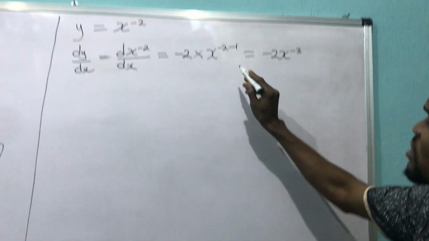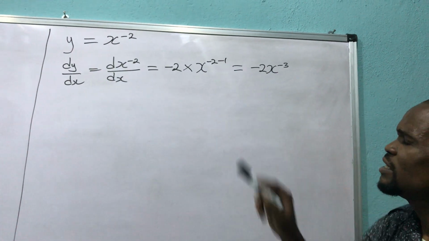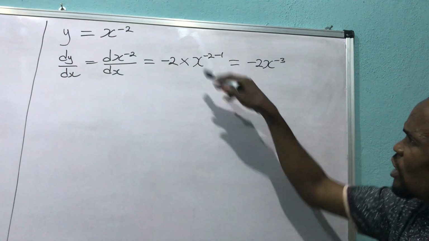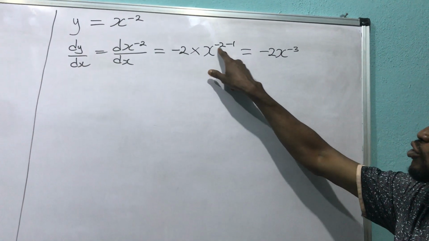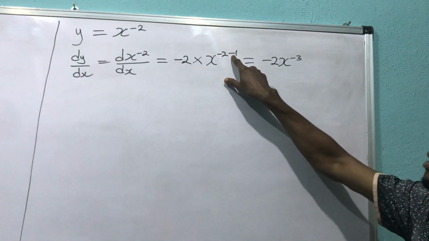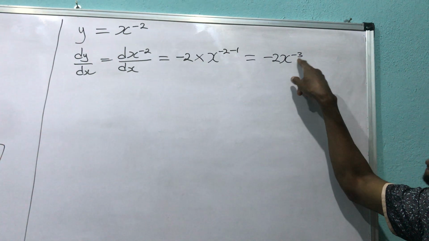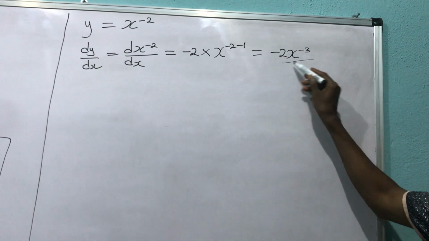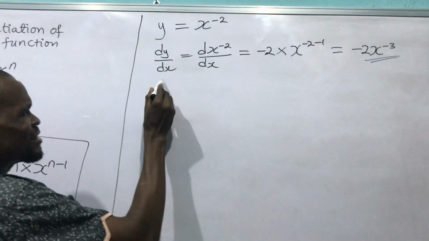How did I get minus 3? Minus 2 minus 1 means I'm owing 2, and I'm owing another person 1. The total of what I'm owing is 3, and that 3 will be minus, because minus means what I'm owing. And that gave me the answer of this differentiation.